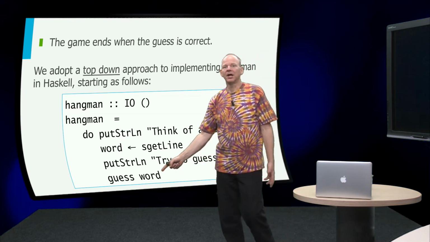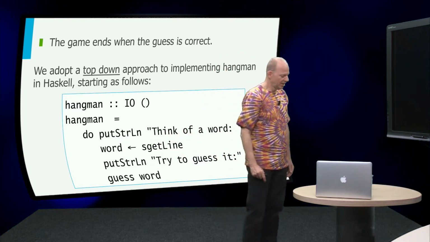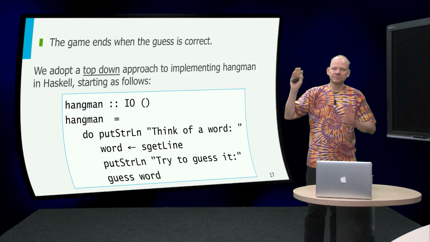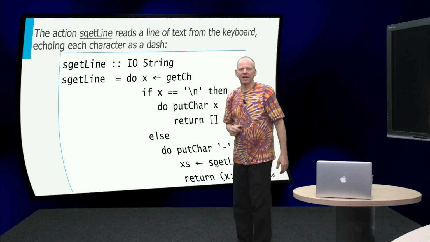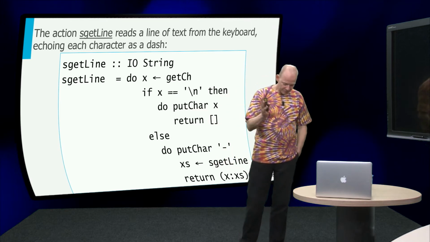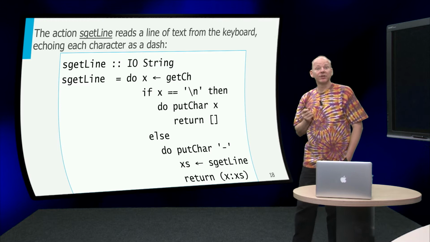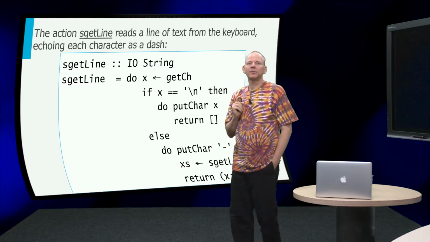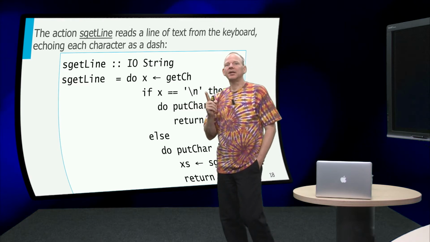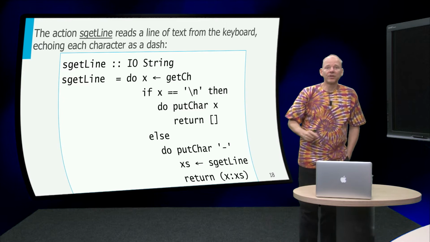And then how do we do that? Well, we type in a word, and then we're going to guess the word, and we will see what that function guess is in the next few slides. First thing I want to show is this function here, secretly getLine, which reads a line of text from the keyboard, echoing each character as a dash, as an underscore. So what do we do?